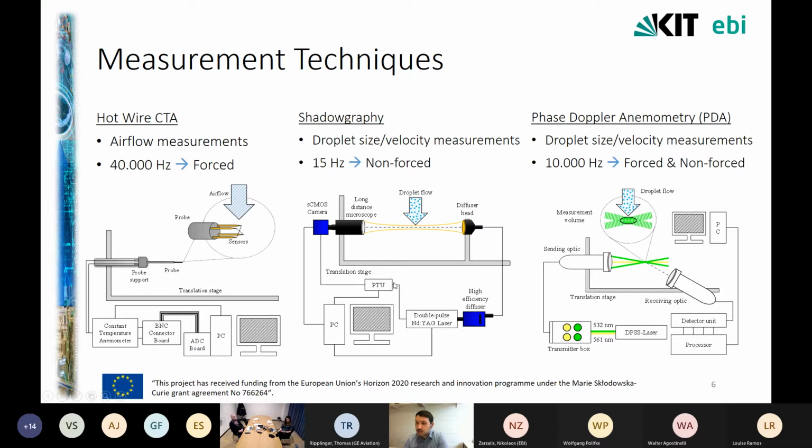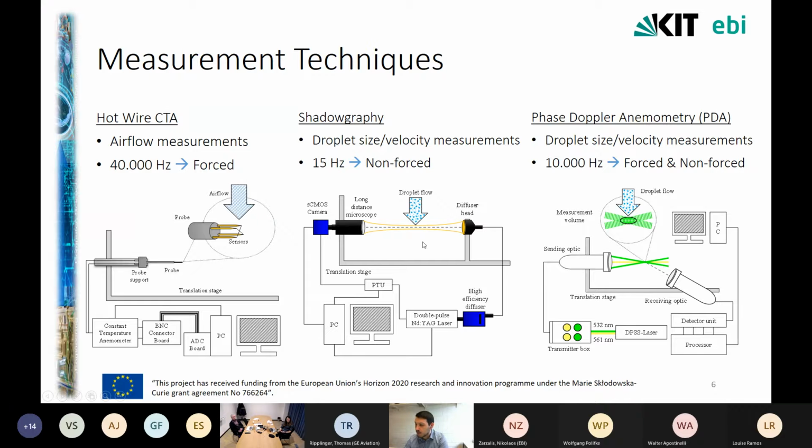Now, moving to the measurement techniques, we have set up and employed those three: hot wire constant temperature anemometry, shadowgraphy, and phase Doppler anemometry. So with hot wire, as you can see, it is mostly suitable for airflow measurements. It measures the velocity of the air. And since we are able to achieve relatively high data rates, even 40 kilohertz, for example, in this case, it is suitable for characterizing a forced airflow, a highly oscillating airflow.